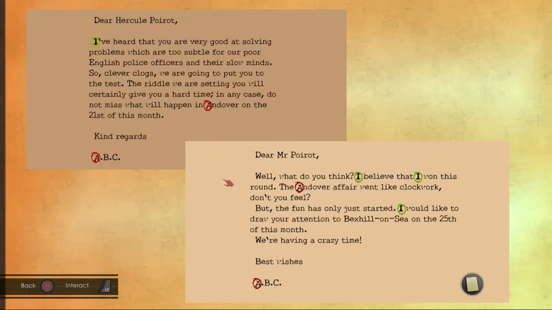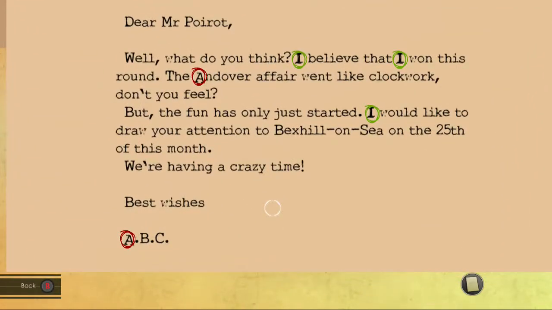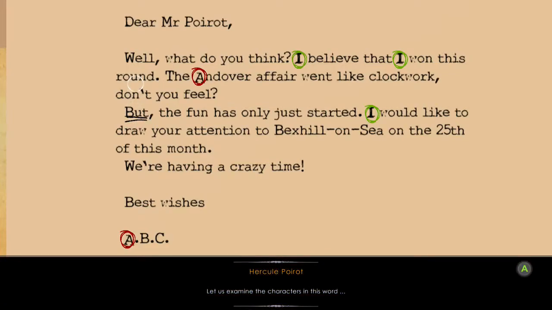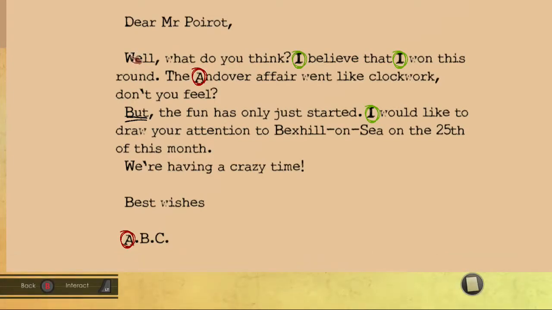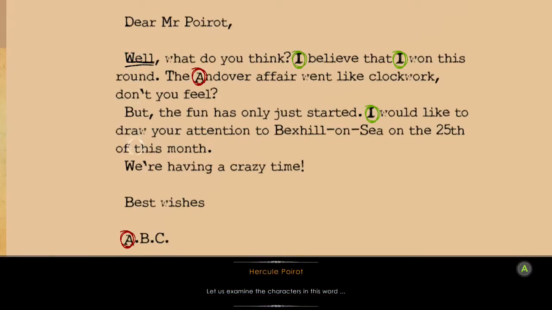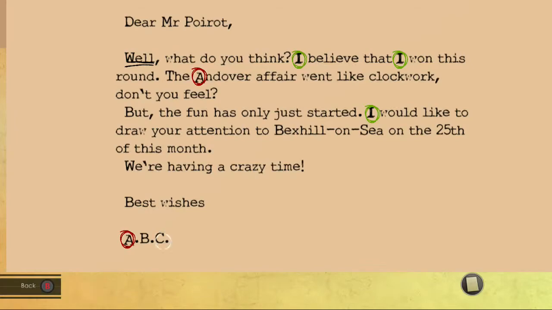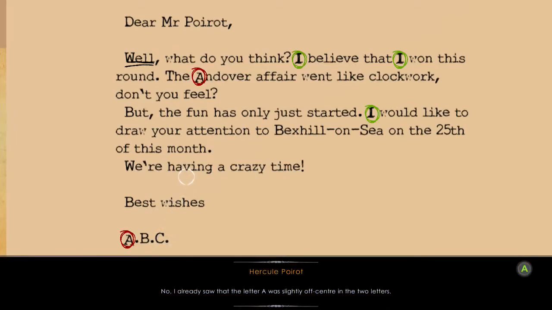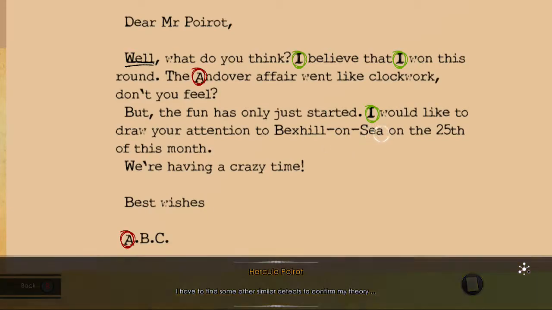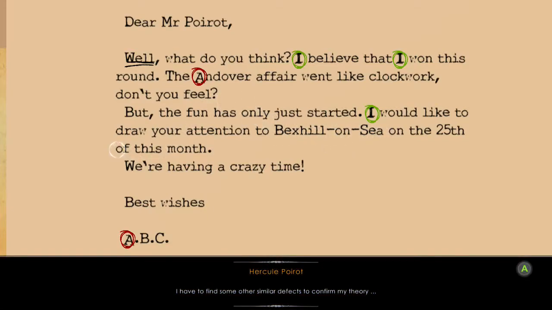Okay, did the I, did the A. What could be next? Let us examine the characters in this word. No, I already saw that the letter A was slightly off-center in the two letters. I have to find some other similar defects to confirm my theory.